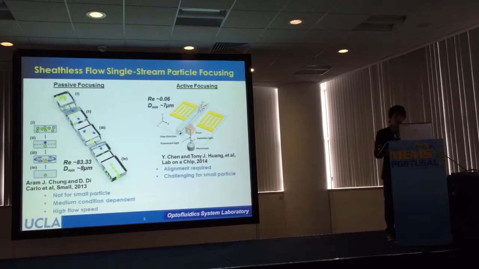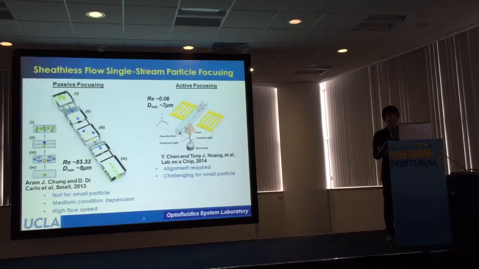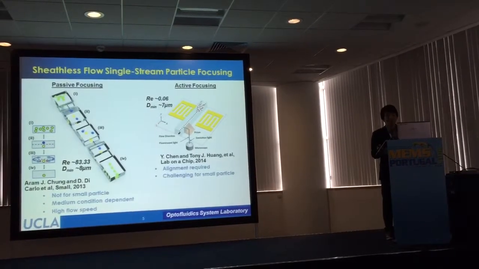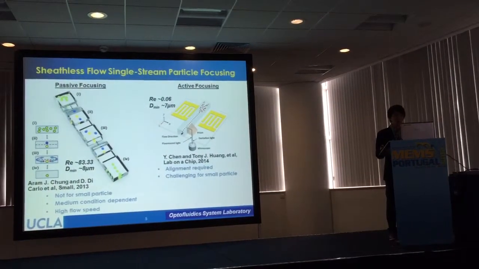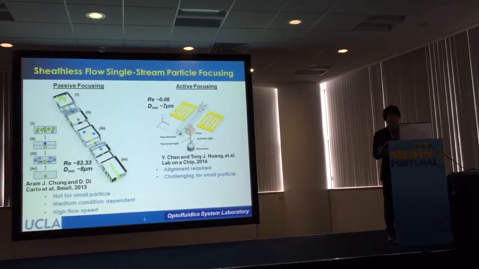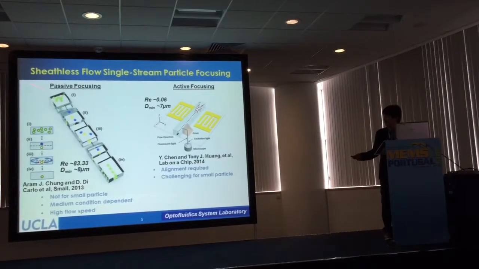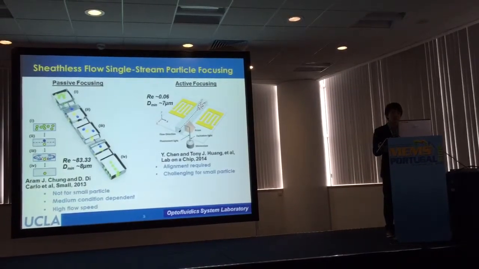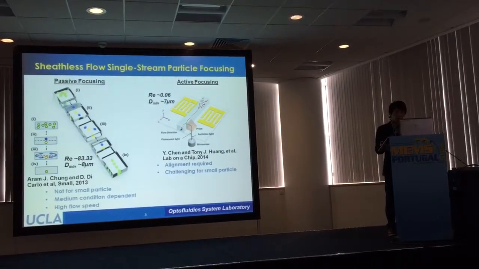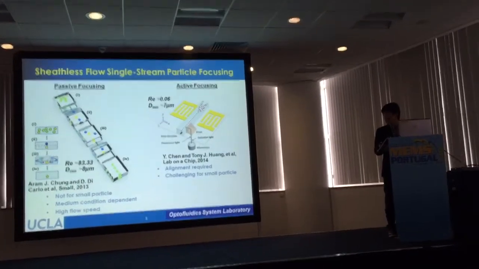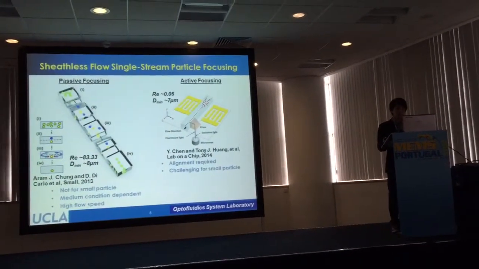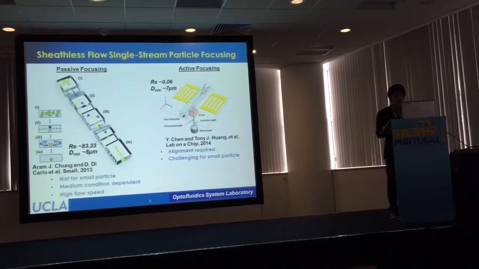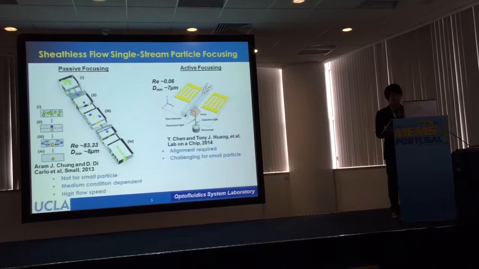To eliminate the need for sheath flow in particle focusing, people have been working on two different approaches to achieve this goal. One way is called passive focusing, which utilizes flow phenomena only in high-speed flow. Normally, a microchannel with this kind of step structure is used to induce secondary flow to focus microparticles into a single stream. However, this approach is very sensitive to the particle size and the medium condition, which fails in small particle focusing. And the requirement of high-speed flow is not always the case in microfluidics.